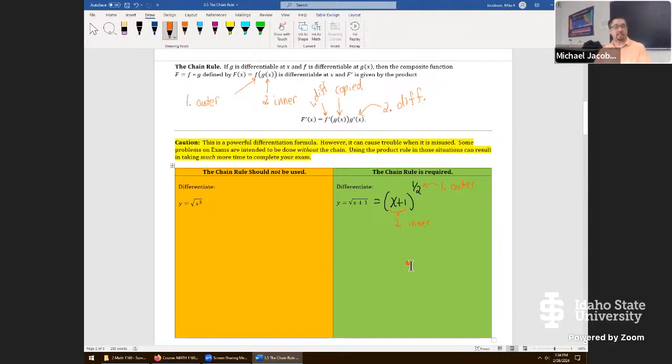Another way to think about this is, imagine you were doing this as a calculator problem, and you had to put a number 5 in here. Imagine the order of operations you would take. You're not going to raise 5 to a power of 1/2. You have to add 1 first. And that's what makes x plus 1 the inner function. It's the first operation that actually has to be done through order of operations.